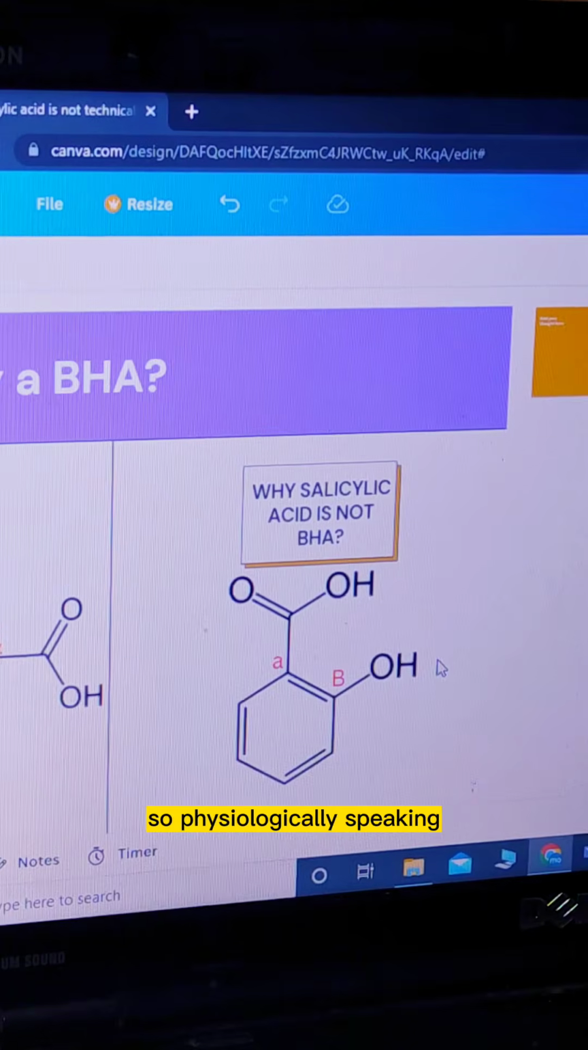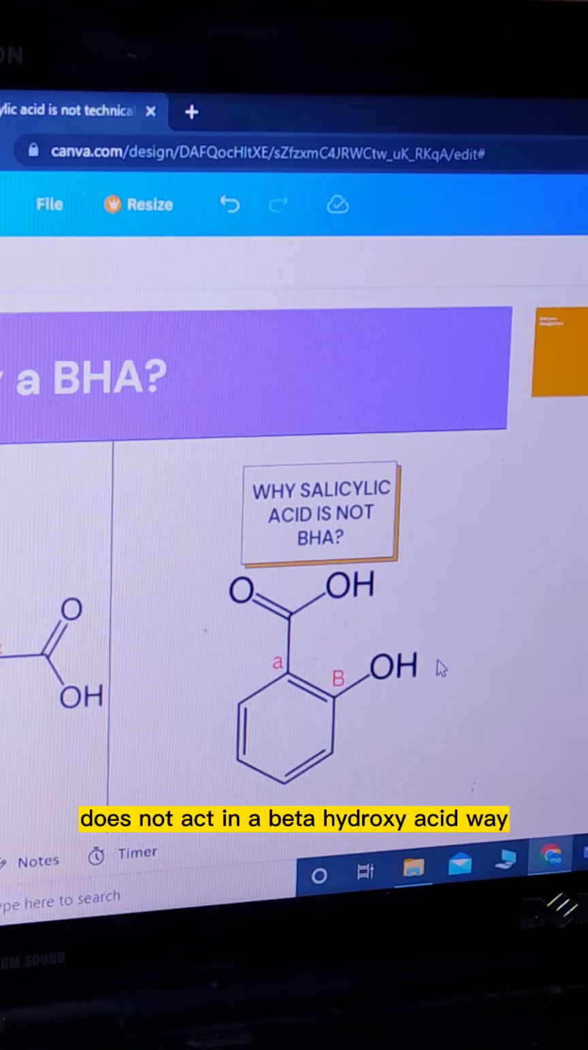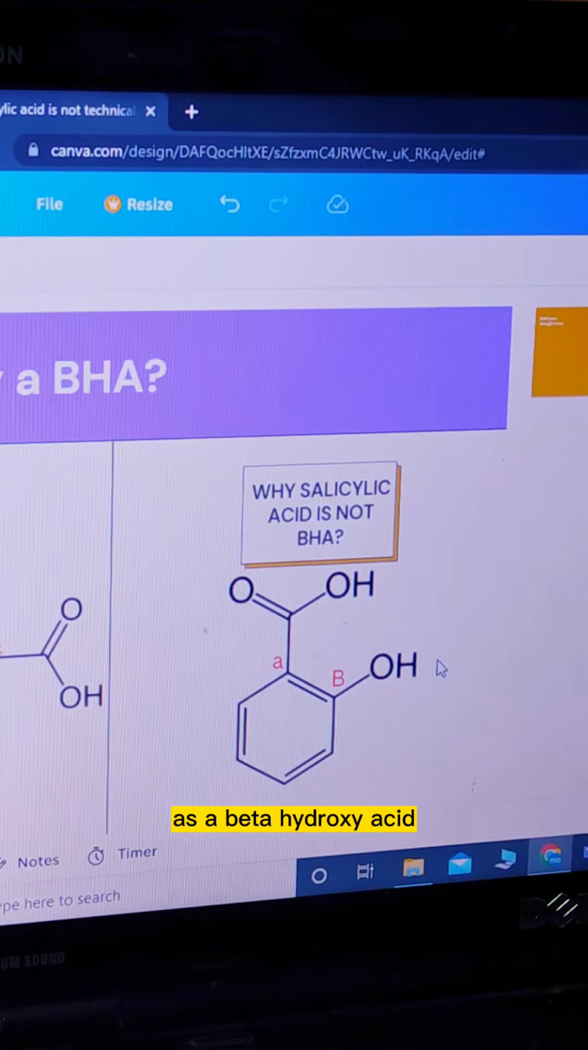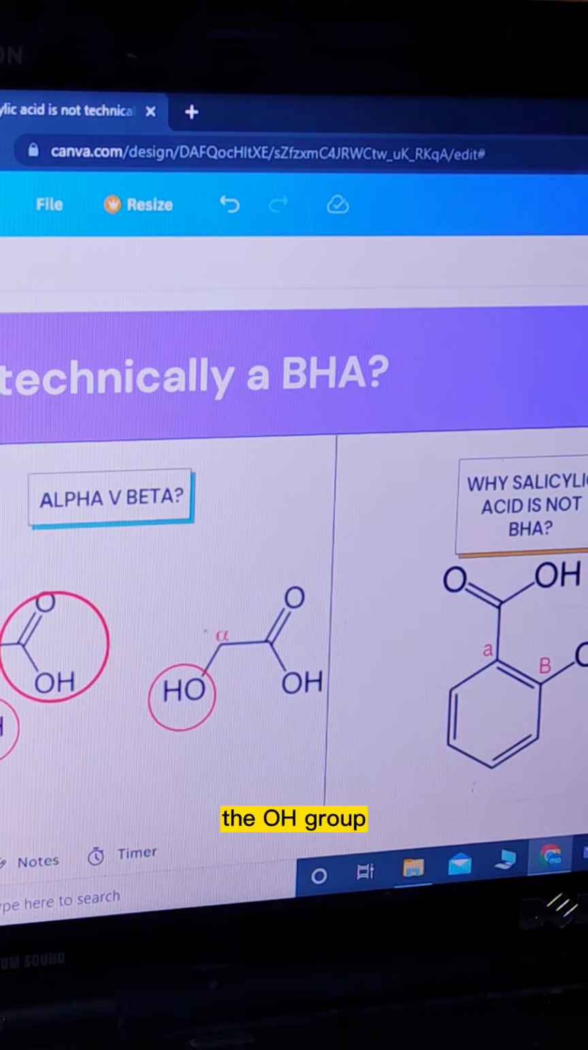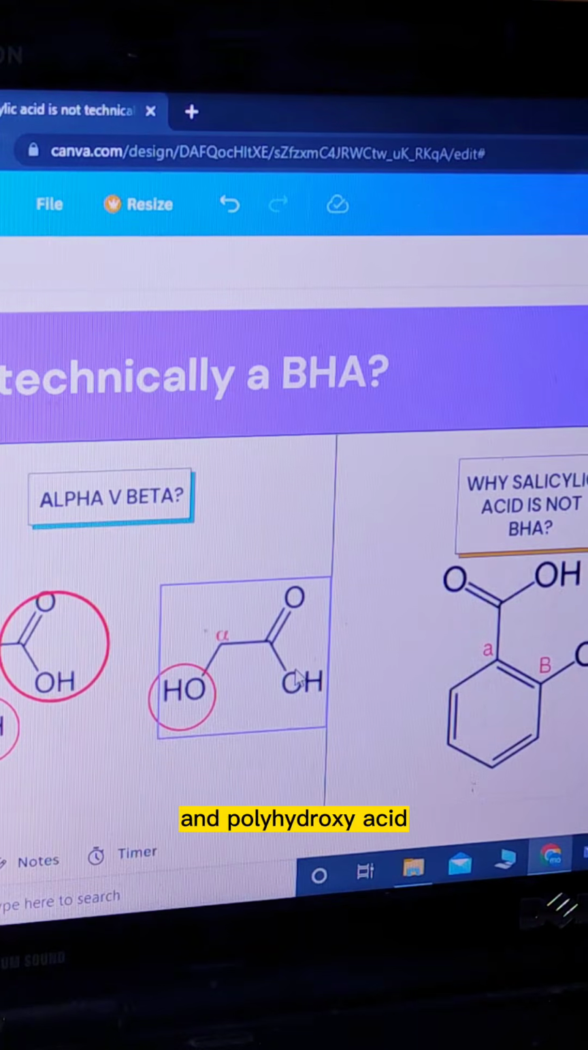So physiologically speaking, salicylic acid on the skin does not act in a beta hydroxy acid way, as a beta hydroxy acid is expected to act. Another reason is that in those 2 or 3 examples here, the OH group in alpha hydroxy acid, beta hydroxy acid, and polyhydroxy acid usually stays neutral.